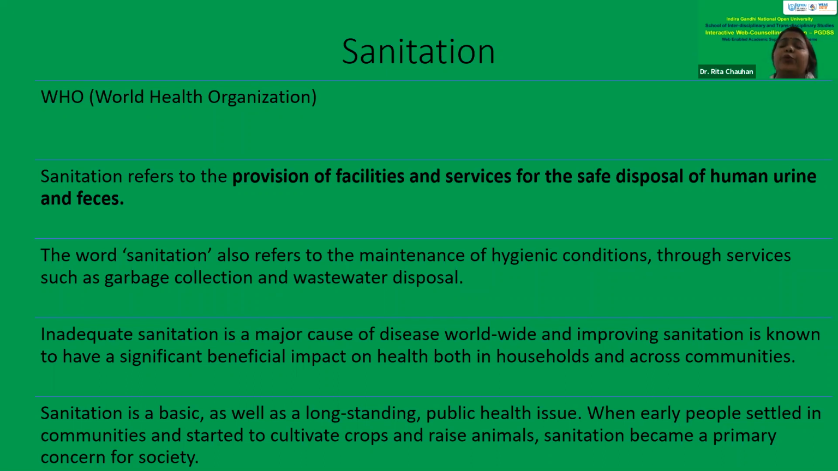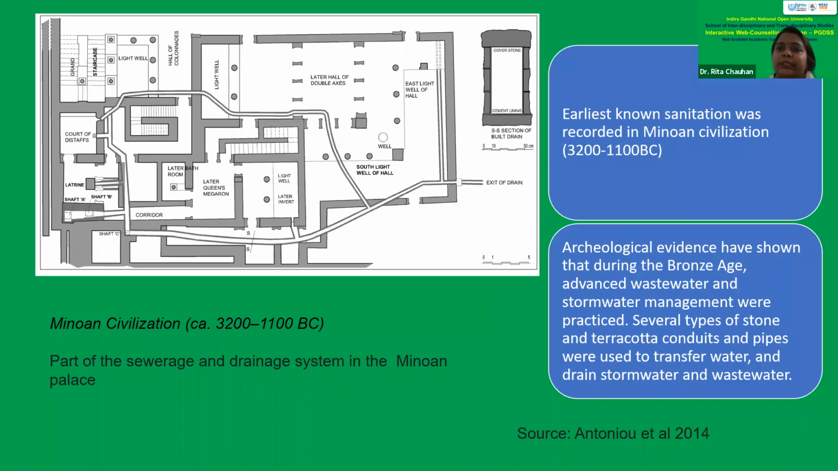Whenever there is inadequate sanitation, it has caused a lot of disease problems worldwide, specifically diarrheal disease and jaundice. These are all diseases which are directly related to improper waste management, and this waste is mainly created by human activity. So it is our important part that we should manage it properly through proper facilities and services. Sanitation is a basic as well as a long-standing public health issue. So we have to look into this.